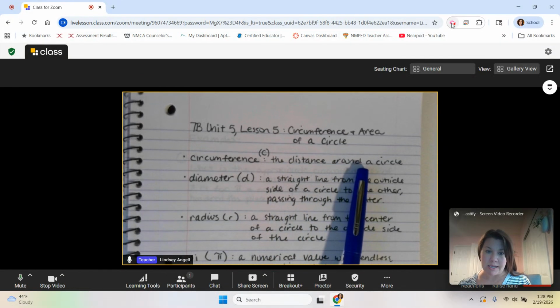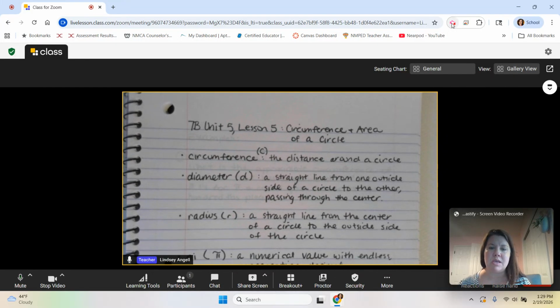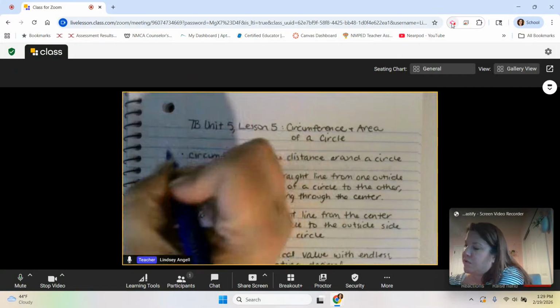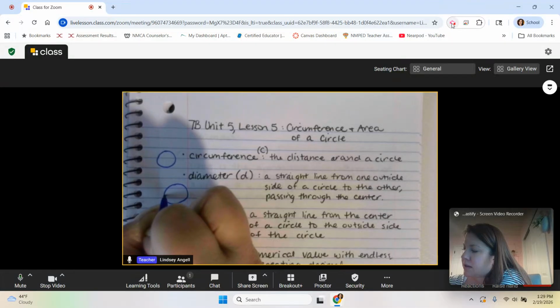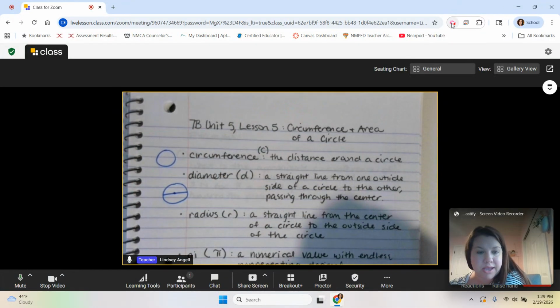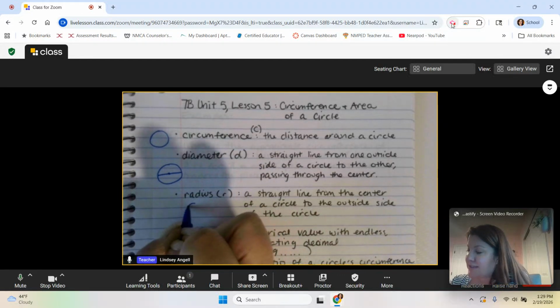So if you were to outline it, the diameter is a straight line from one outside side of a circle to the other, passing through the center. I don't really like that definition, but that's what's given to you in your lesson. It's really more like from one point on the outside of a circle, that's kind of a weird way to say it. Okay? And so, for this, it would be like the outline of a circle. For the diameter, it would be like that, a line going right through the center that connects both sides of the circle. Radius is half of the diameter.